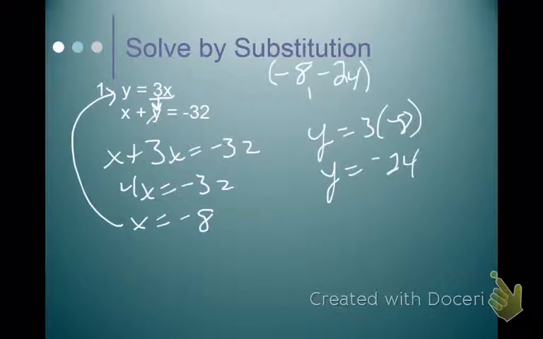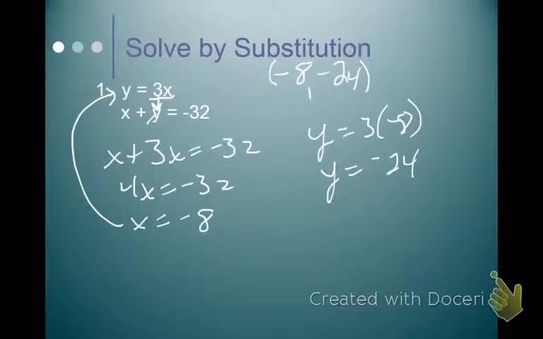So I think the solution is negative 8 comma negative 24. Okay? Why do I say I think that's the solution? Well, because I don't know for sure. But how can I find out for sure? Well, I can just substitute that point in for x and y in my two equations and make sure that it's true.